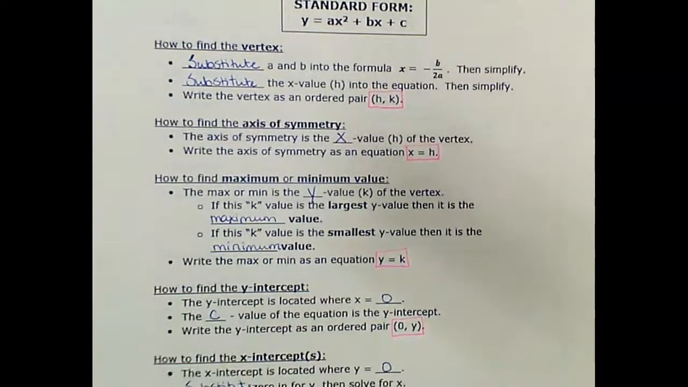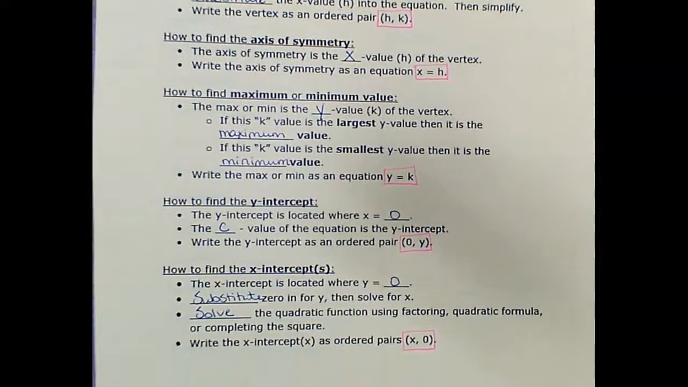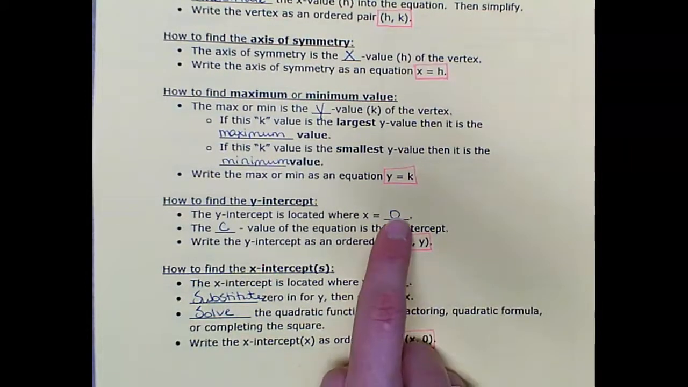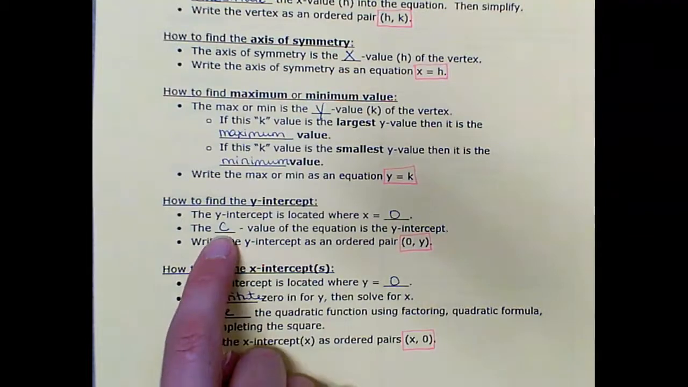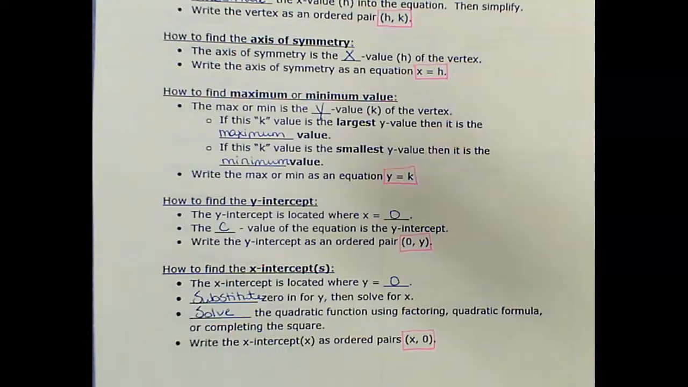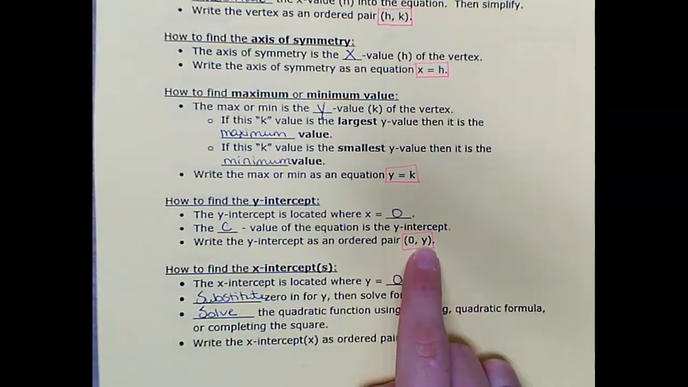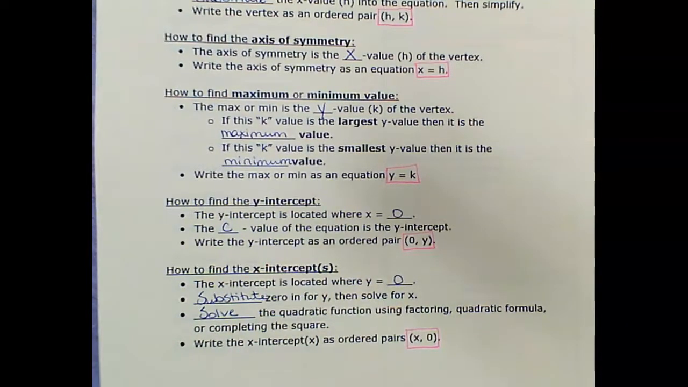If you're looking for how to find the y-intercept of your graph, the y-intercept is always located where x is equal to 0. And it just so happens to be the c value or the constant in the standard form equation. So you write the y-intercept as 0, comma, and then whatever that c value is. And then finally, if you're looking for the x-intercepts, they're always located where y equals 0. So you put 0 in place of y, and then you solve the quadratic function, most of the time by factoring, but you can use quadratic formula or completing the square if you'd like. And then in the end, your x-intercepts are x, comma, 0.